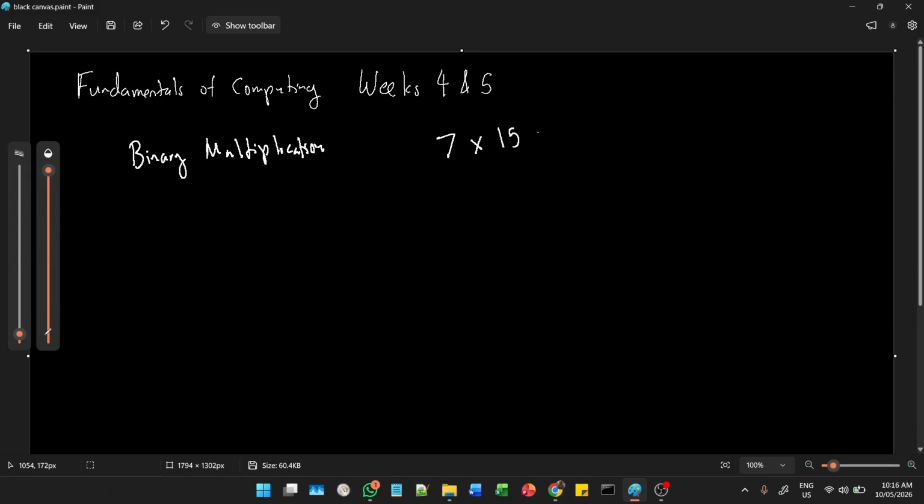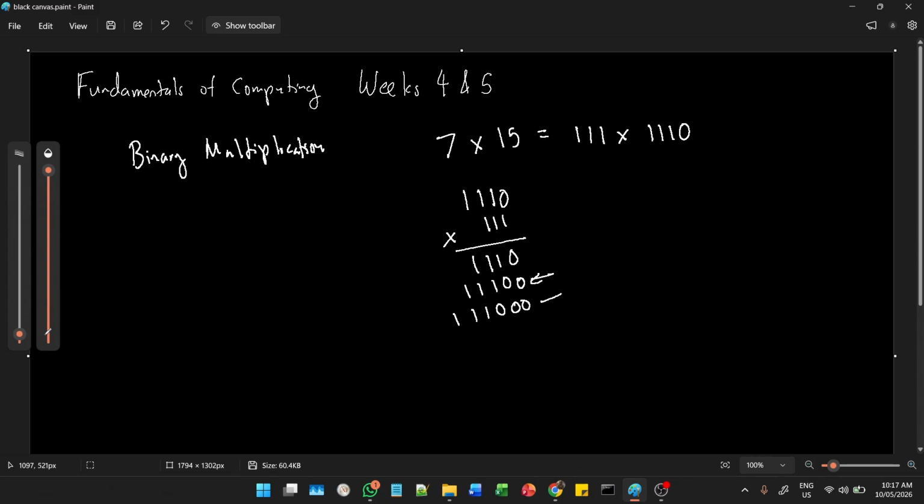Okay. So when it comes to binary multiplication, we know we have to convert these decimal numbers into binary. So 7 is 111, and I believe 15 is 1110. So if you multiply these two numbers in normal multiplication form, you simply multiply them, and you rewrite the value with a small shift. So here there's a 0 and here there are two zeros. So the number is shifted, right?